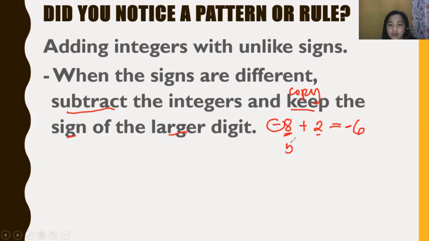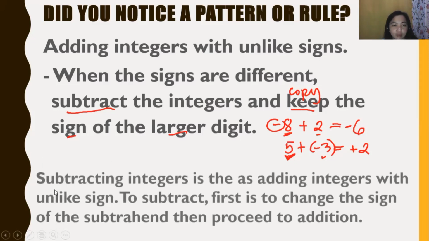Another example, we have 5 plus negative 3. I-subtract mo daw, 5 minus 3 is 2. Anong symbol ng pinakamataas na digit? 5 ang pinakamataas and that is positive. Therefore, the answer is positive.